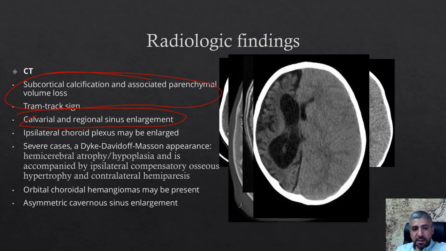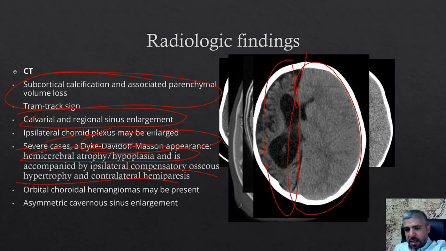Also, in severe cases, you might see what looks like Dyke-Davidoff-Mason syndrome, or Dyke-Davidoff-Mason appearance, which is hemicerebellar atrophy, hypoplasia, accompanied by compensatory osseous hypertrophy and contralateral hemiparesis. Basically, this part of the brain atrophies while the second part, the normal part, gets hypertrophied to compensate.